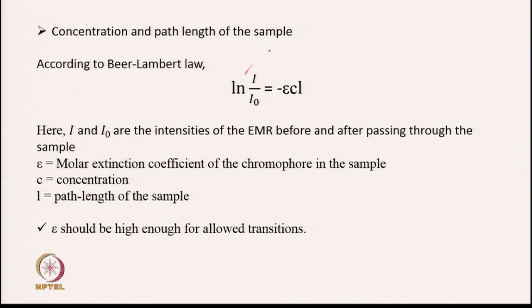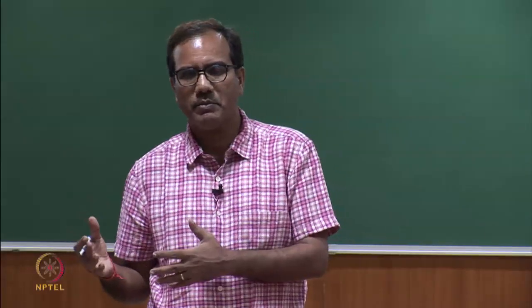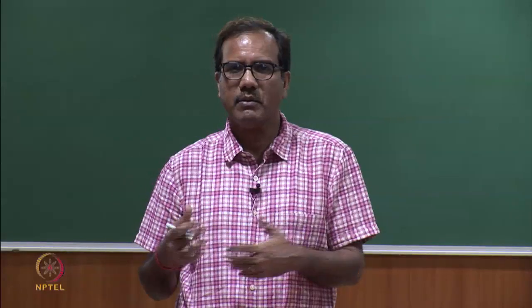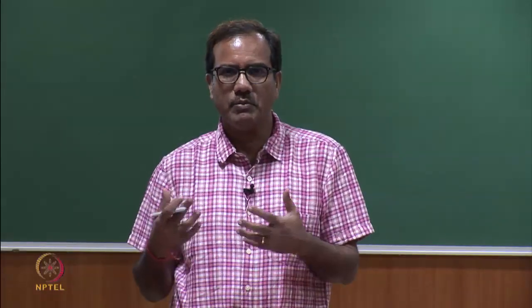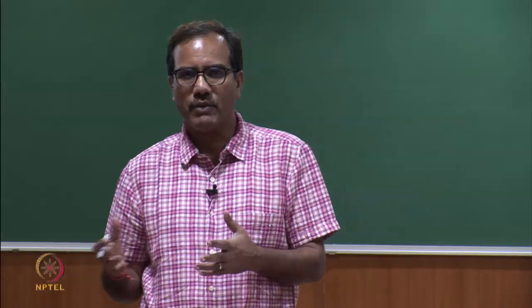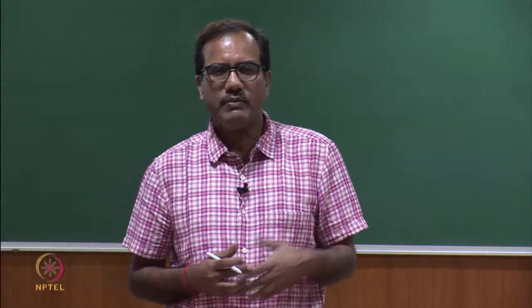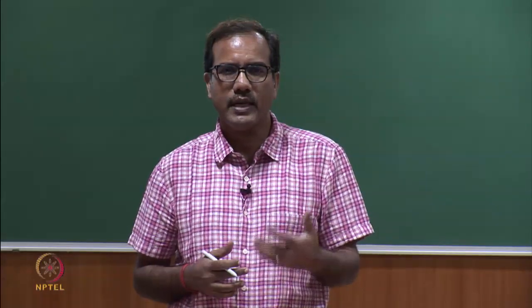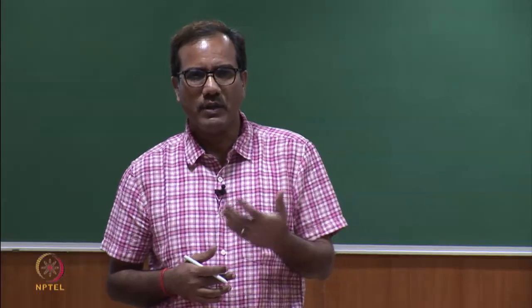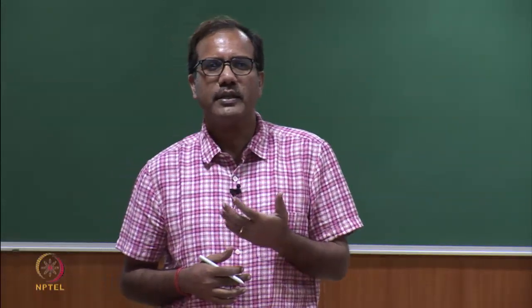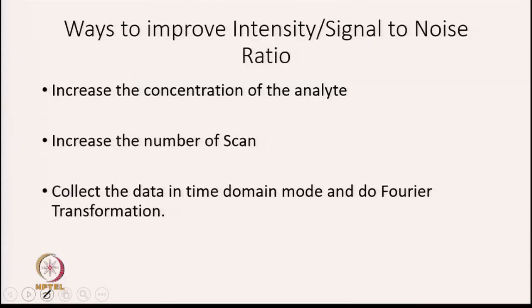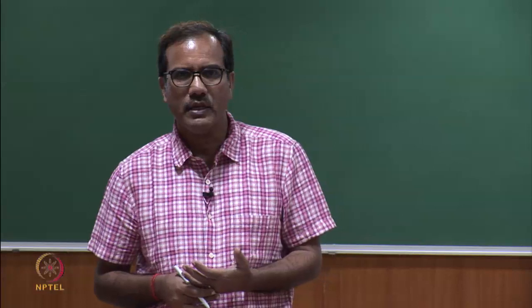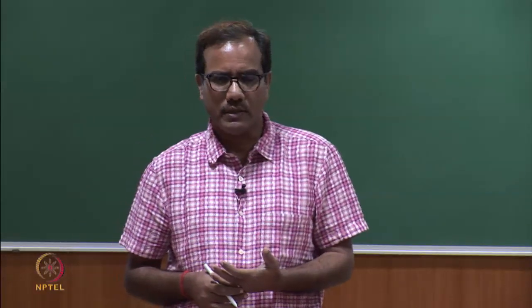Depending on delta E values, the signal of some spectra will be high, some of them low. Now, the question is how to improve intensity or signal to noise ratio. As we discussed in the last slide, concentration can affect the intensity. So, one of the easiest ways is to increase the concentration of the analyte, and that should increase the signal, but sometimes it is not possible to increase the concentration. So, what can be done?